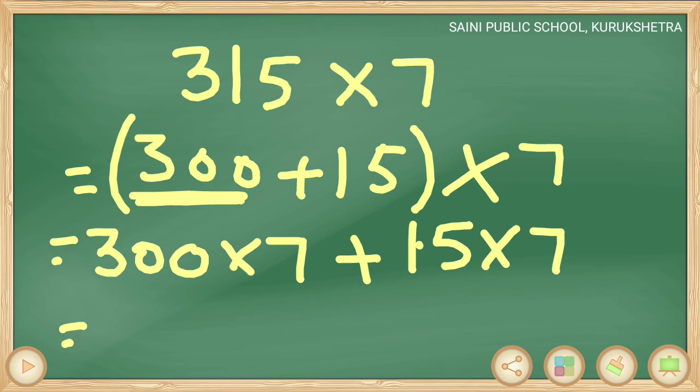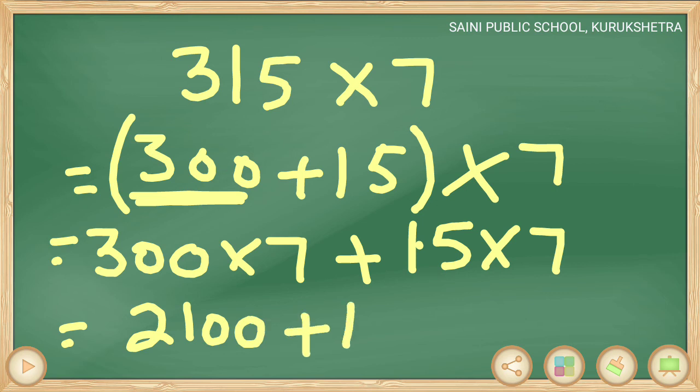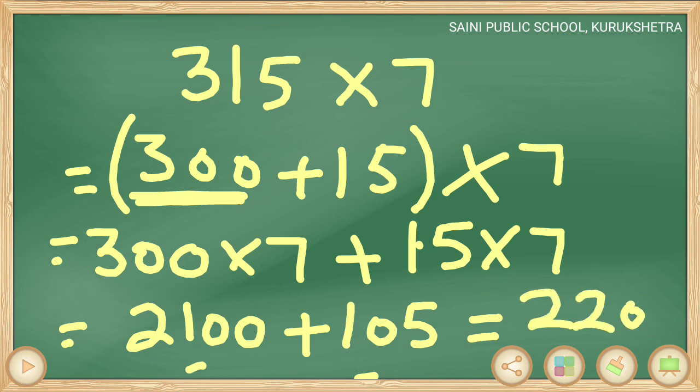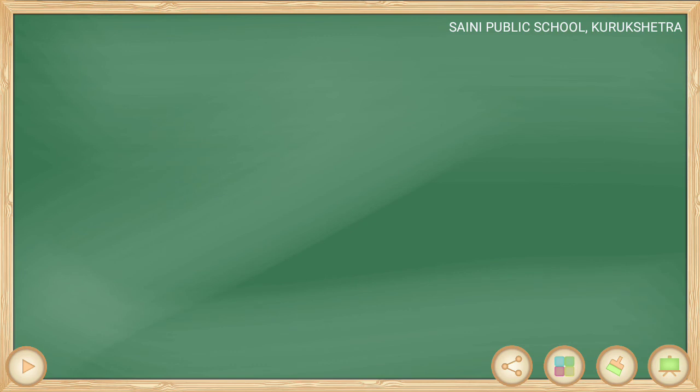Now 300 into 7, how much? 2100, plus 15 into 7, 105. So add these two numbers. You already know how to add numbers. So our answer is 2205. Okay, this is distributive property. Now let us discuss some more examples.